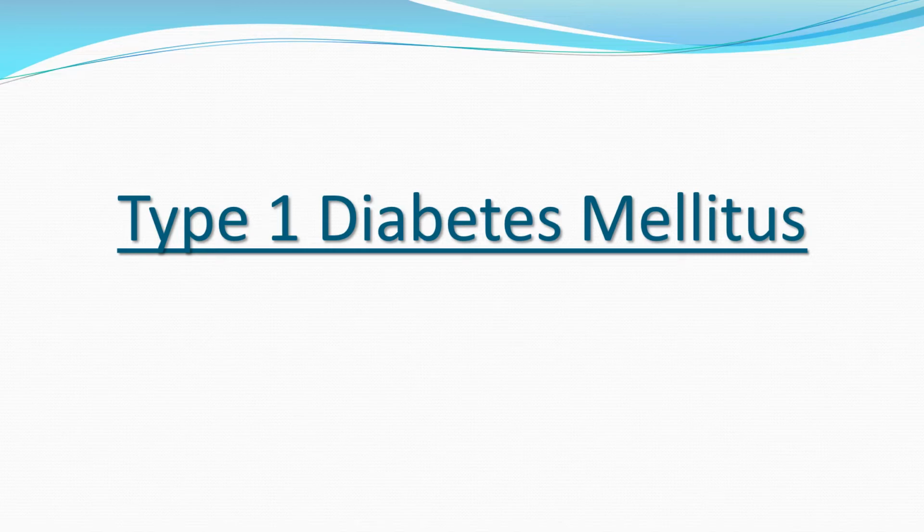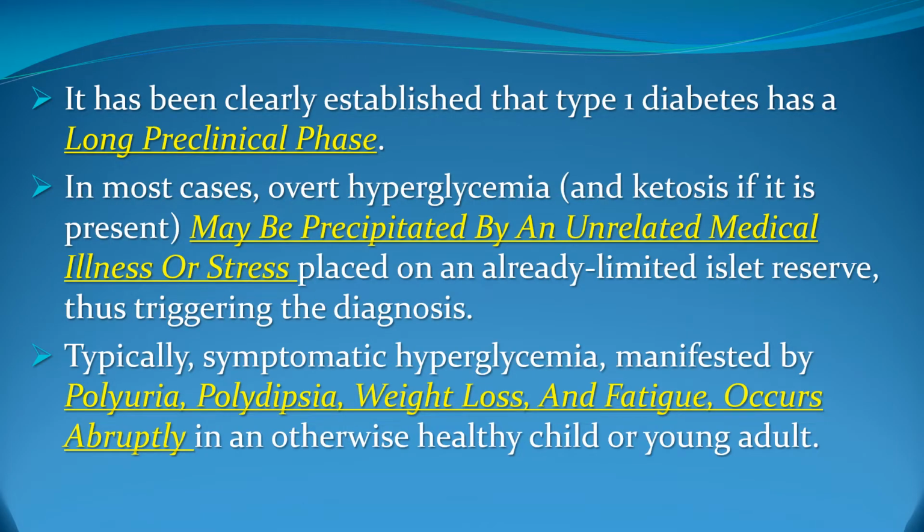Now we need to speak in more detail about type 1 diabetes. Type 1 diabetes is characterized by a long preclinical phase. Sometimes the onset, or the start of symptomatology, of type 1 diabetes can be precipitated by illness, infection, or even stress. For example, for school children, the onset of diabetes can be precipitated by school exams.